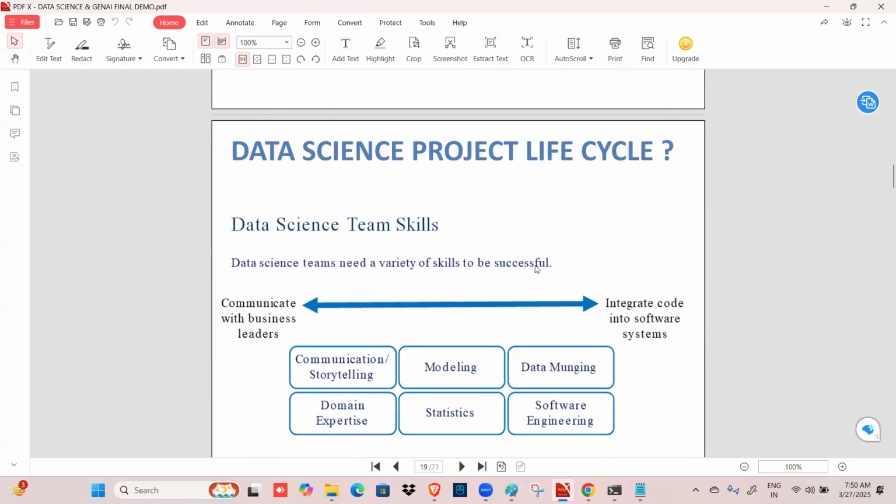And when it comes to the data science project lifecycle, data science team skills. A team needs a variety of skills to be successful, from communicating with the business leaders to integrating code into production. Like communication or storytelling, modeling, data munging, domain expertise, statistics, and software engineering. So these are the different lifecycle phases that we are going to study one by one.